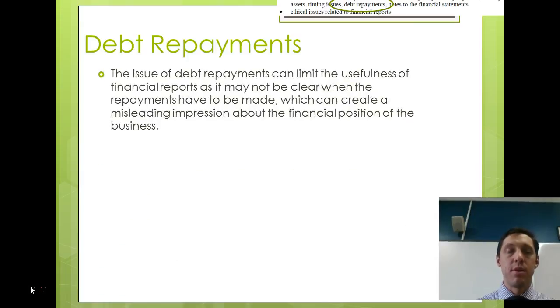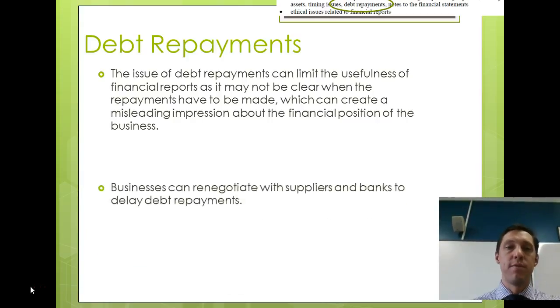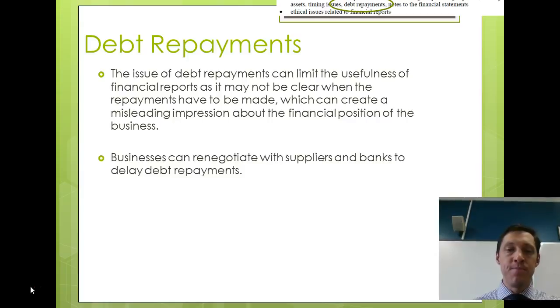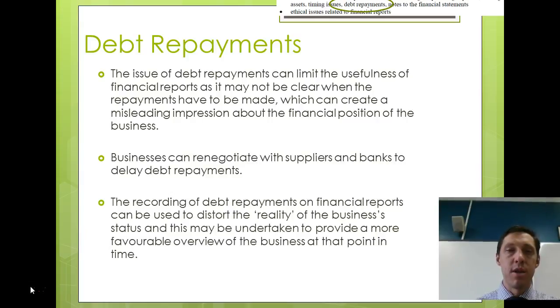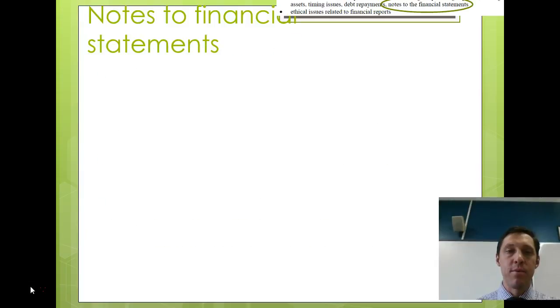Debt repayments. The issue of debt repayments, again, can also limit the usefulness of reports because it might not be exactly clear when those debt repayments need to be made, and that can again give a misleading impression of the financial position of the business. Businesses can renegotiate with suppliers and banks to delay their debt repayments, and those renegotiations can lead to misinformation about the position of the business. The recording of those debt payments on the financial reports can also distort what is actually happening at the business. And a business might do that to provide a more favourable overview of the business at that point in time.